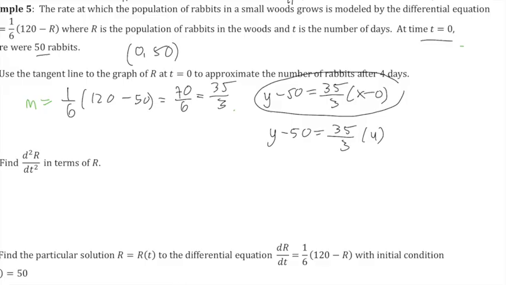And yeah, if you multiply 35 times 4 divided by 3 and then add 50, you should get approximately 96.6 repeating.